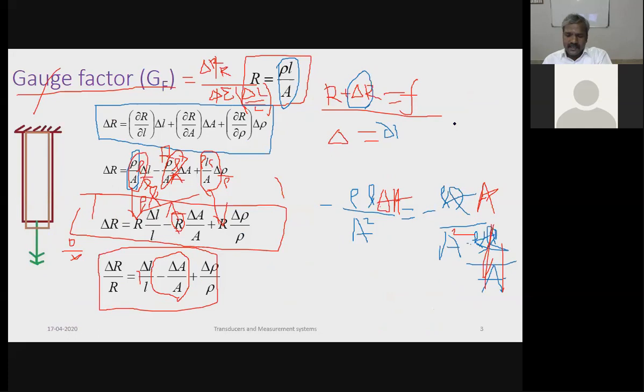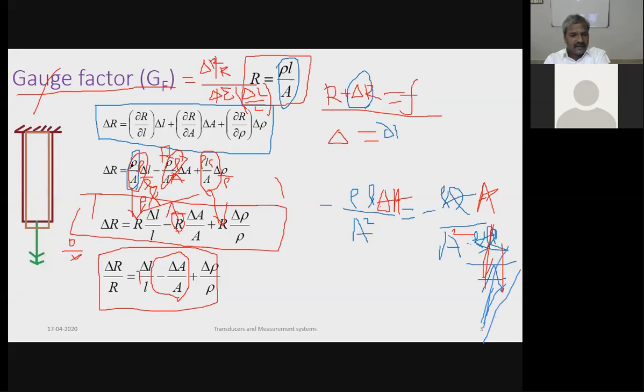According to the limiting error expression, the change in resistance is defined by dou R by dou L into delta L plus dou R by dou A into delta A plus dou R by dou rho into delta rho. Then delta R is obtained simply by partially differentiating this expression with respect to L. L is in the numerator, so rho by A is kept constant. So what do we get?